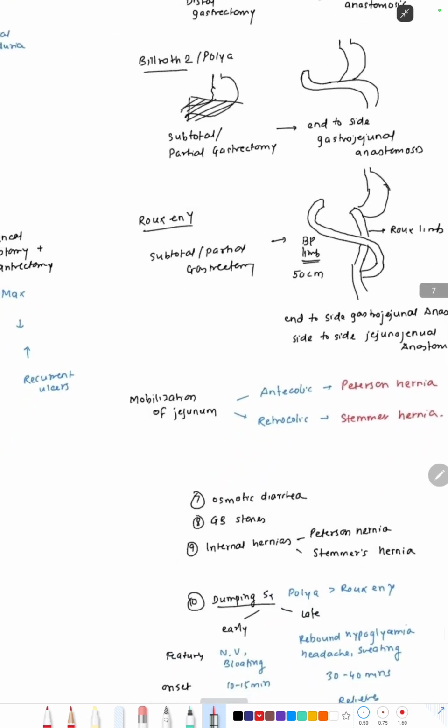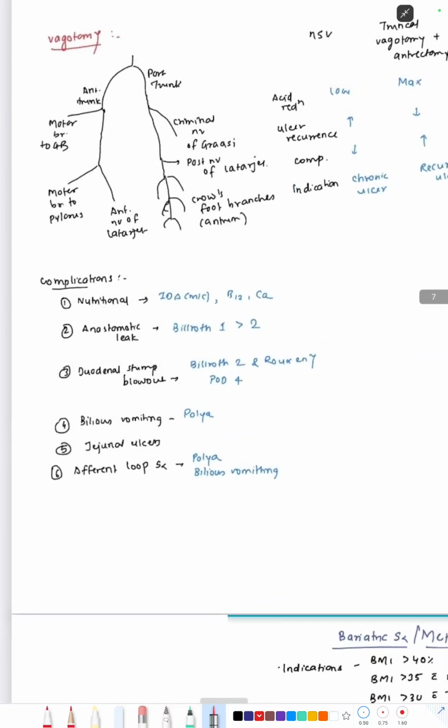Then the complications are related to these procedures. The most common is the nutritional, wherein the most common is the iron deficiency anemia, B12, and the calcium deficiency. Anastomotic leak is seen in Billroth 1 greater than 2. Duodenal stump blowout, that is seen in Billroth 2 procedure and Roux-en-Y procedure. It is generally seen on postoperative day 4. Bilious vomiting in Polya procedure. Jejunal ulcers can happen. Afferent loop syndrome in Polya.